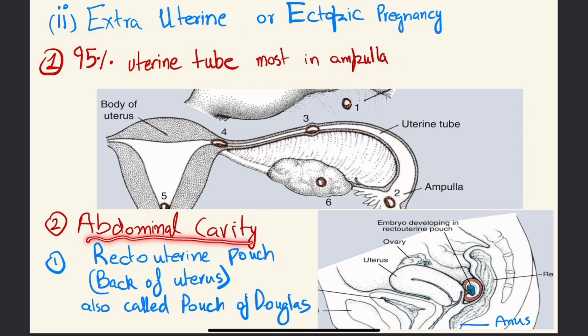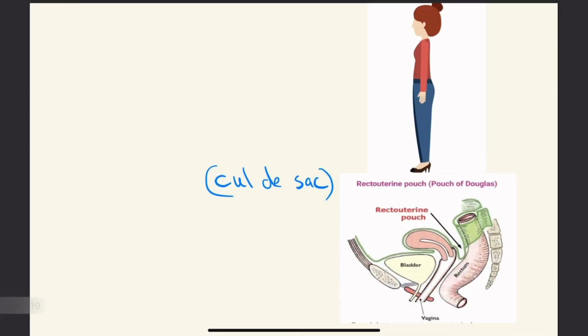Next is the abdominal cavity, which can be in the rectouterine pouch. The back of the uterus is the rectouterine pouch. It is at the back of the uterus and also called the pouch of Douglas. This is called pouch of Douglas. Next, if you imagine a woman standing like this, here is the uterus, and at the back of this there is the rectouterine pouch or pouch of Douglas, which is also called cul-de-sac.